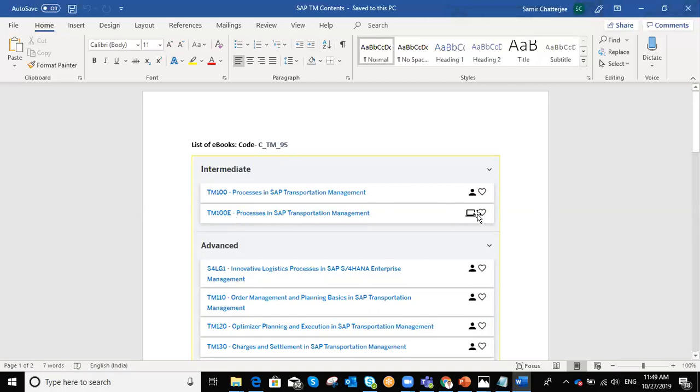That's why it has this particular symbol of a monitor. You can see the monitor symbol is there. So it is not a book. It is an e-learning document. Any question for e-learning document?